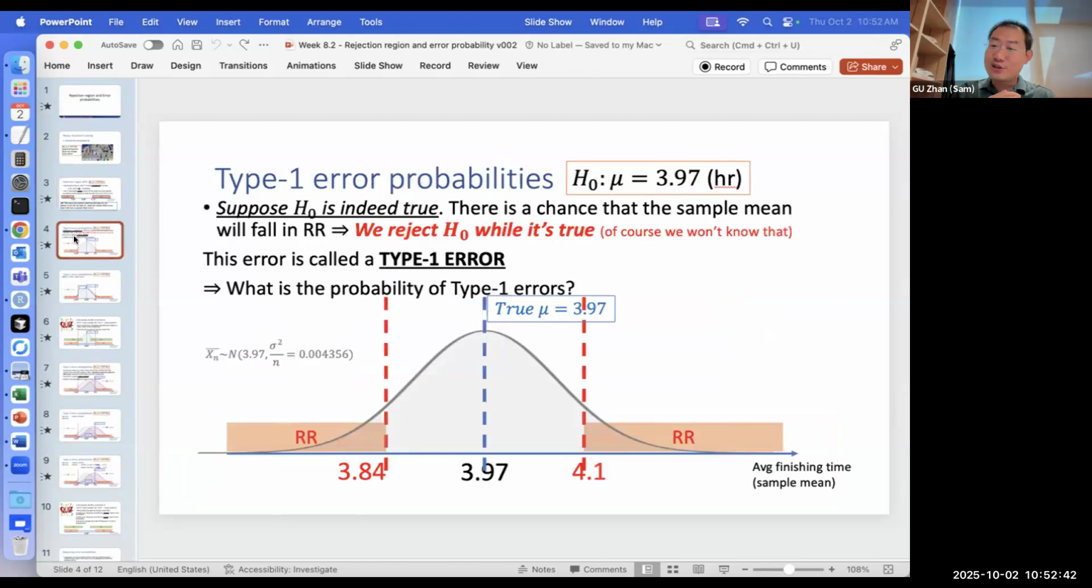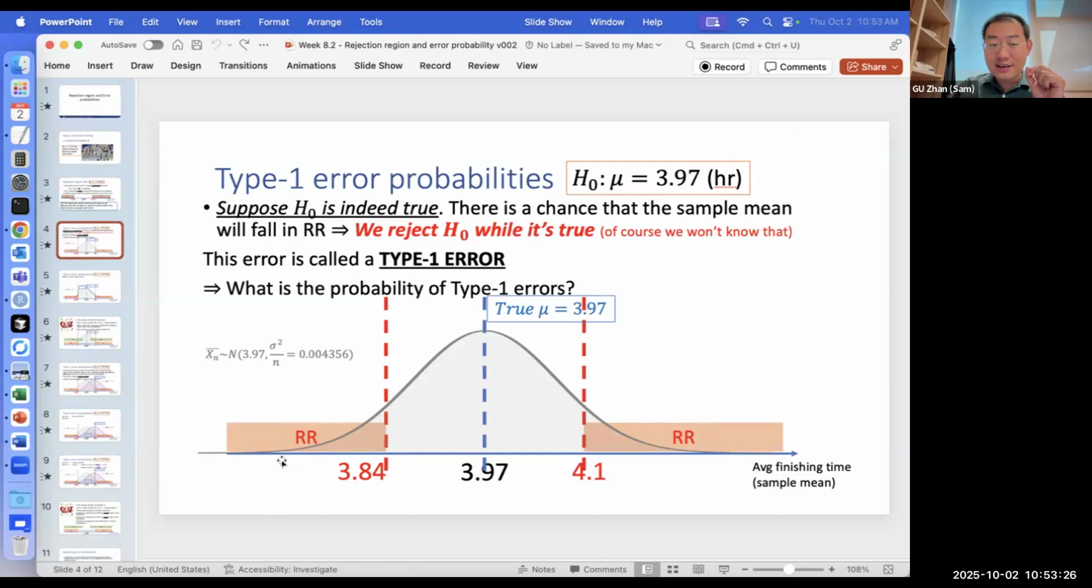Type 1 error. So we are now talking about type 1 error. Type 1 error is the chance that the sample mean will fall into the rejection region while H0 is true. H0 means in 2019, the average running hour is 3.97. So this is our hypothesis. If in 2019 it indeed is true, you will observe a gray curve. This gray curve is a sampling distribution of the mean, with the hypothesis that the true mean average hours in 2019 is 3.97.